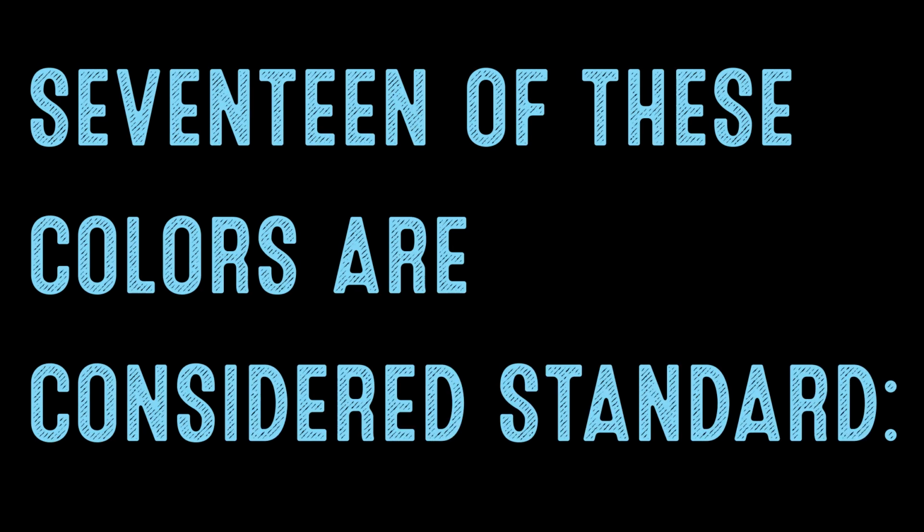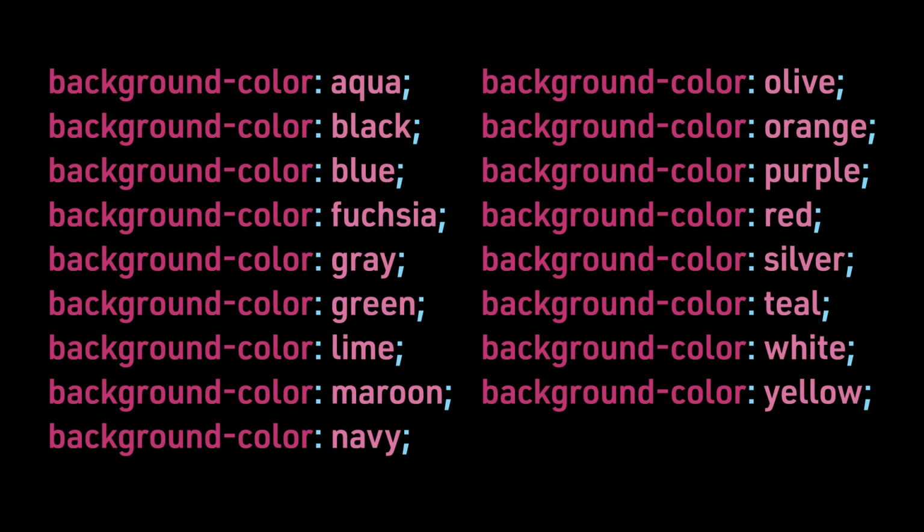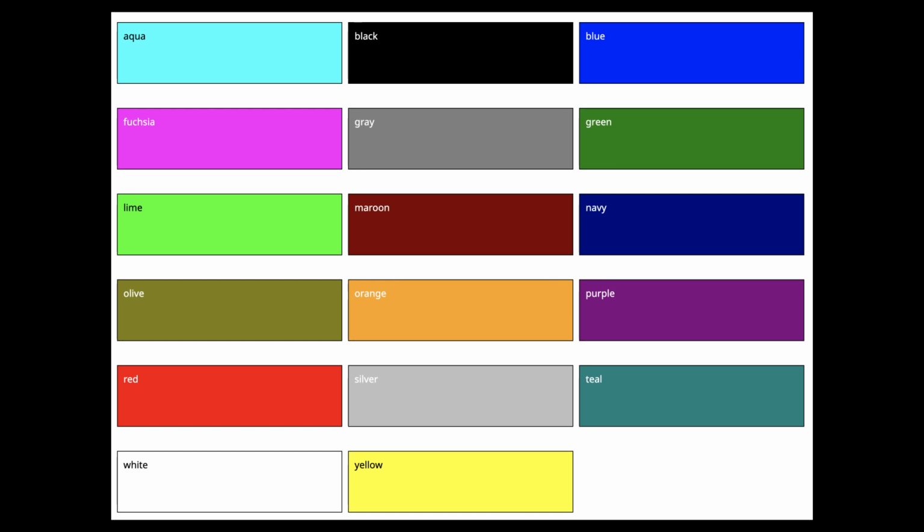What are considered standard colors? 17 of these colors are considered standard. Here are the colors used in the property background color: aqua, black, blue, fuchsia, gray, green, lime, maroon, navy, olive, orange, purple, red, silver, teal, white, and yellow. This is how they would display.